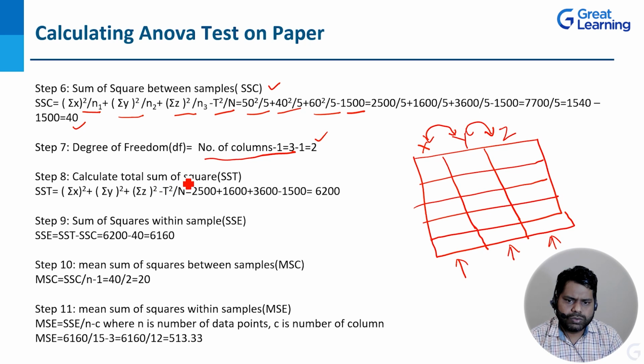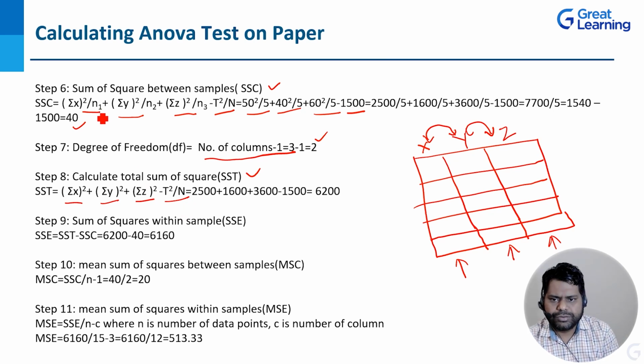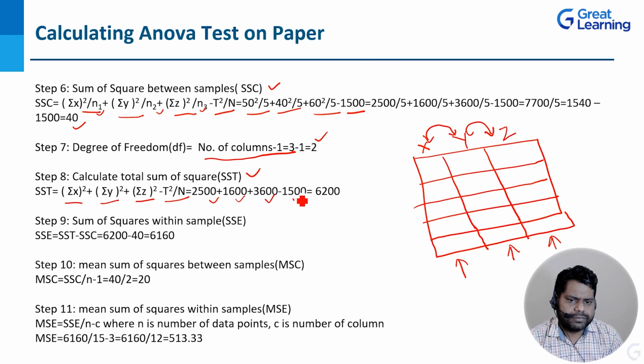Now let's calculate the total sum of squares. So the total sum of squares is sum of x squared, sum of y squared, sum of z squared, minus T squared by n. Here if you see carefully, you will identify we are not dividing each term by n1, n2 and n3. So while we are calculating the total sum of squares, we don't divide by the number of terms. So this is 1500 plus 1600 plus 3600 minus 1500, that is nothing but 6200.